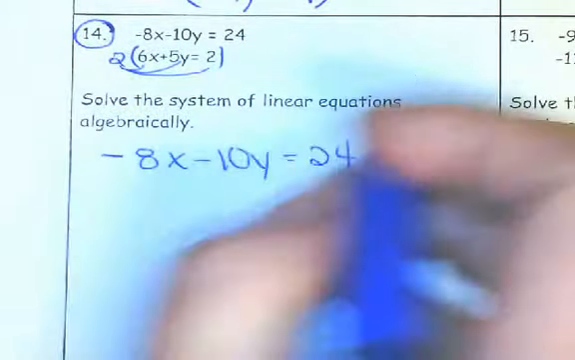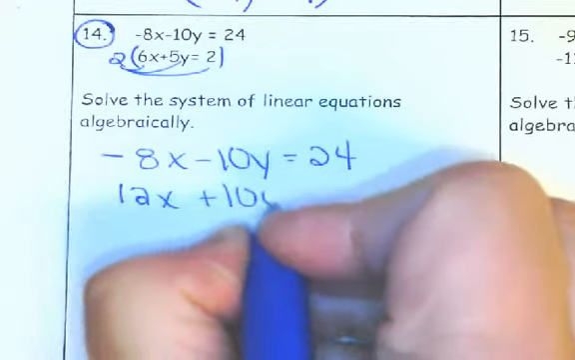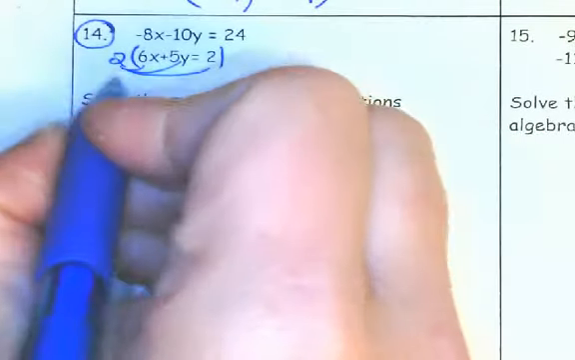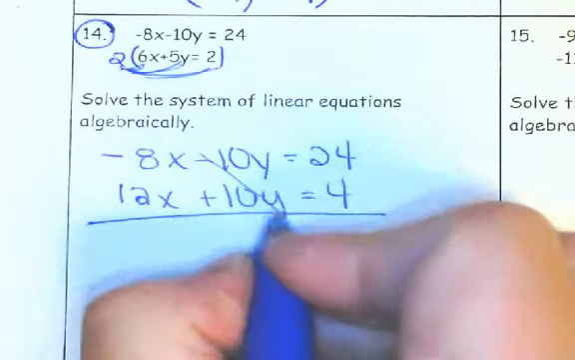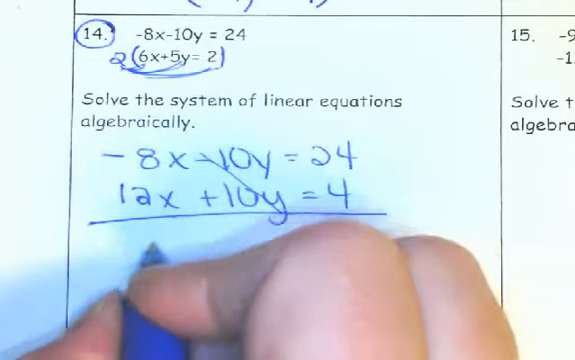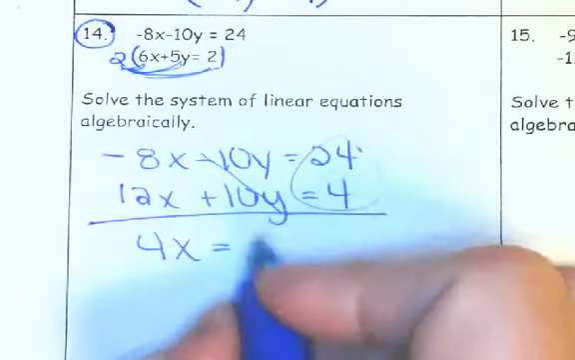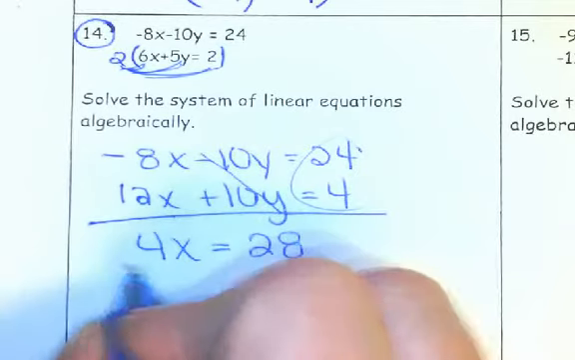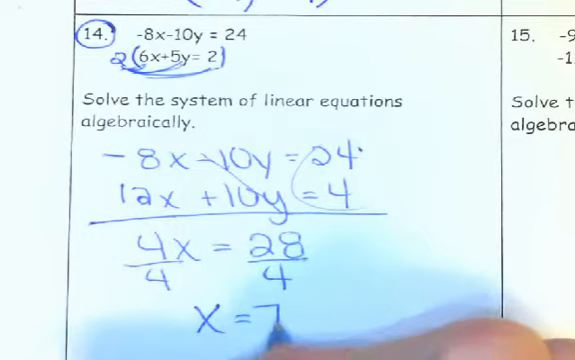And then if I multiply that whole one by 2, I get 12x plus 10y equals 4. Again, make sure you multiply everything. Okay, I can cancel these out. So that now leaves me with 12x minus 8x, which is 4x. So 4x equals, and then this whole thing here is 28. So divide by 4, x equals 7.